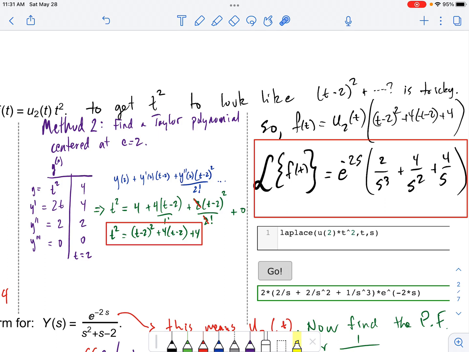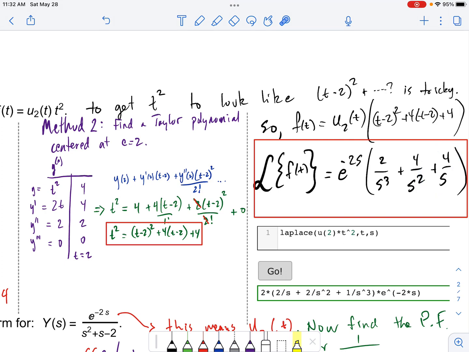So here we have our function now written as u sub 2 multiplied by t squared, written as a translated t squared to the right by 2. So we'll have our Laplace is e to the negative 2s from our unit step and from our shift. And then 2 times, think of this as really a t squared, so that would be 2 over s cubed. This is really 4 times t, so 4 over s squared. And then plus the Laplace of a constant is 4 over s right there.